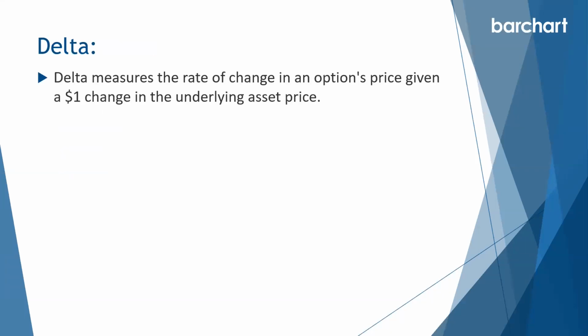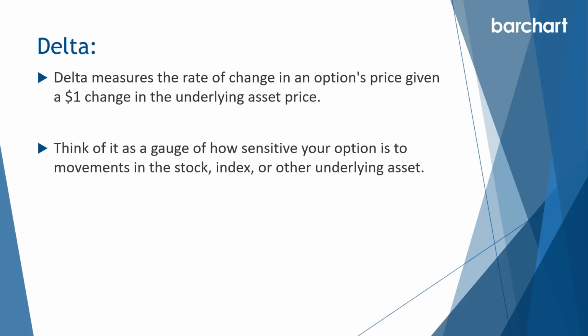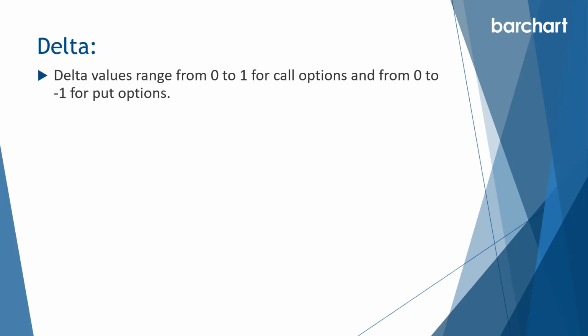So delta measures the rate of change in an option's price given a $1 change in the underlying asset price. Think of it as a gauge of how sensitive your option is to movements in the stock, index, or other underlying asset. Delta values range from 0 to 1 for call options and from 0 to -1 for put options.